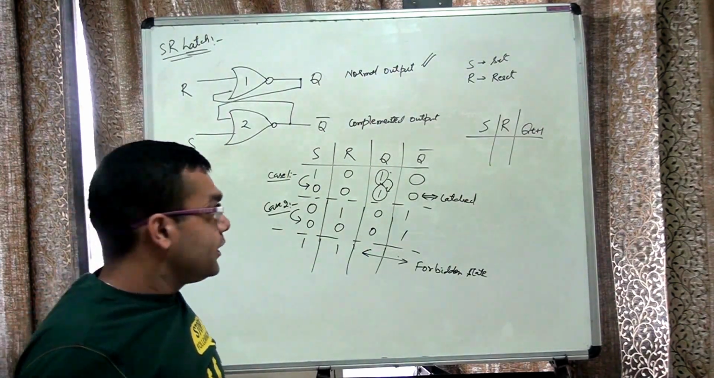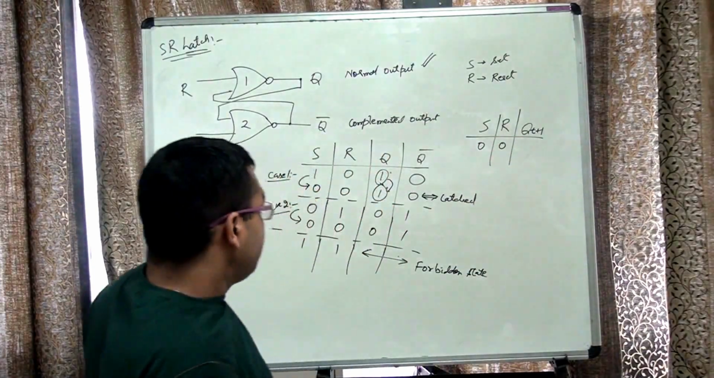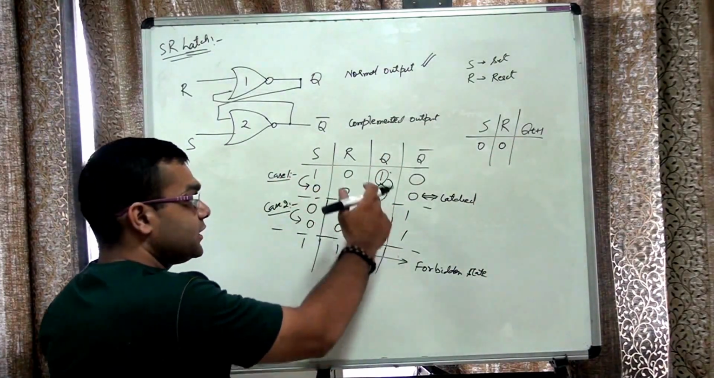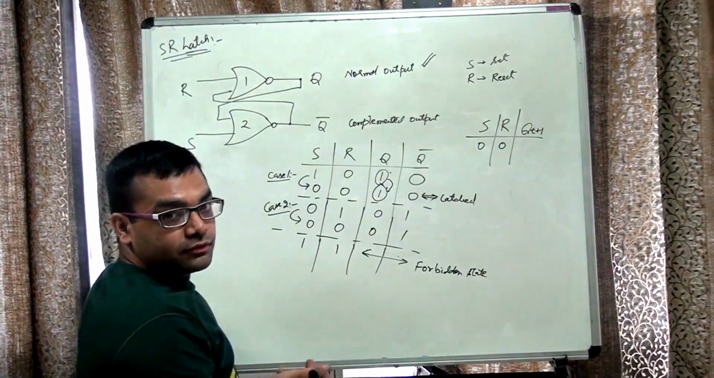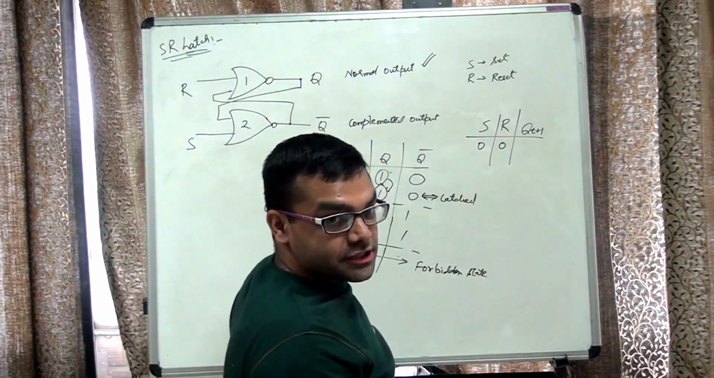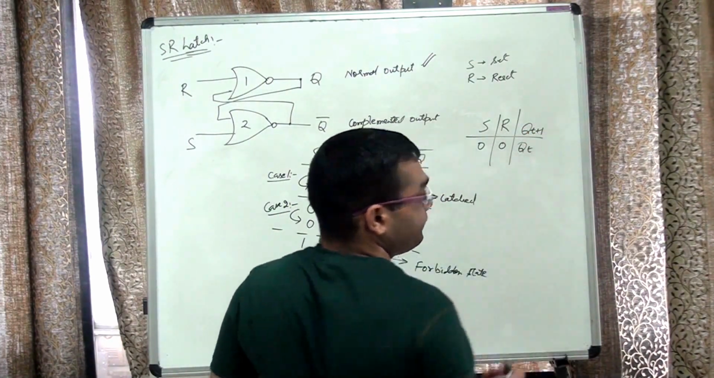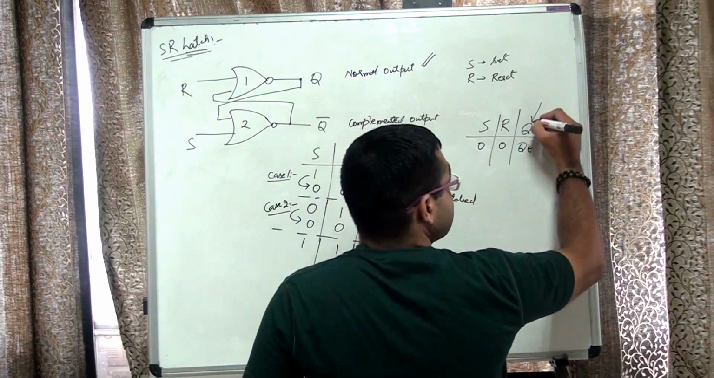Now you can see if I had S and R both 0, 0, my circuit retained the value of the previous state, or the previous output was retained, it was not changed. So I can say my Qt+1 is Qt, because this Qt+1 is my next state.